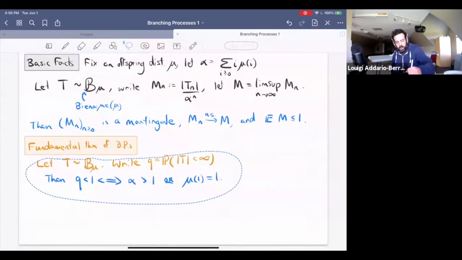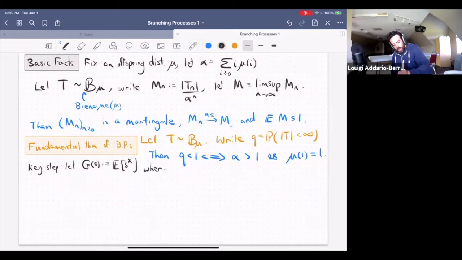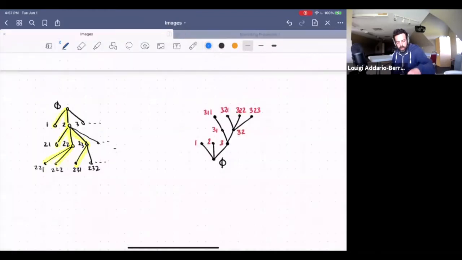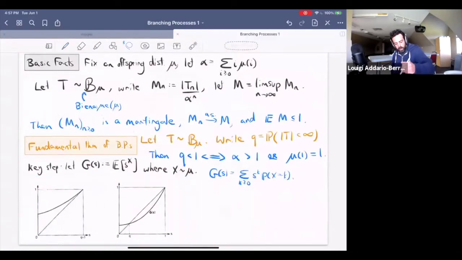I won't go over the proof of this, but I will remind you of the key step because it's useful to have the picture. Let G(s) be the moment generating function of mu. So the expected value of s to the X, where X is mu distributed. In other words, this is just the sum over k at least zero of s to the k times the probability that X is equal to k. I'm going to grab from my image file the plot of this. Anyone who's seen branching processes has seen these pictures.